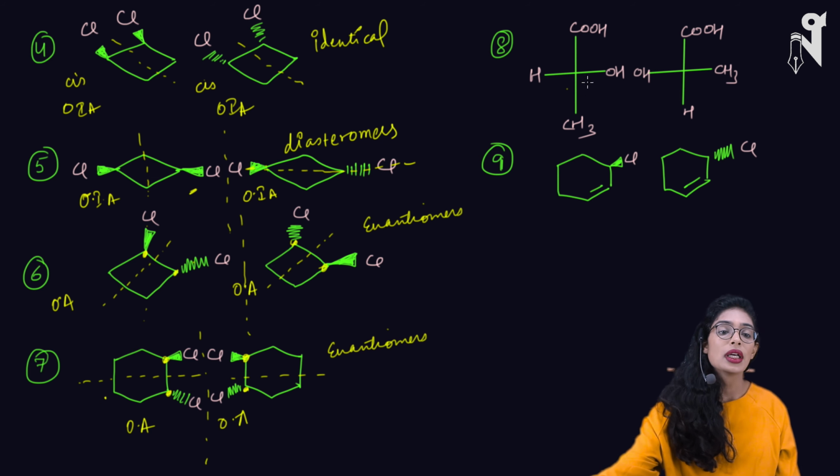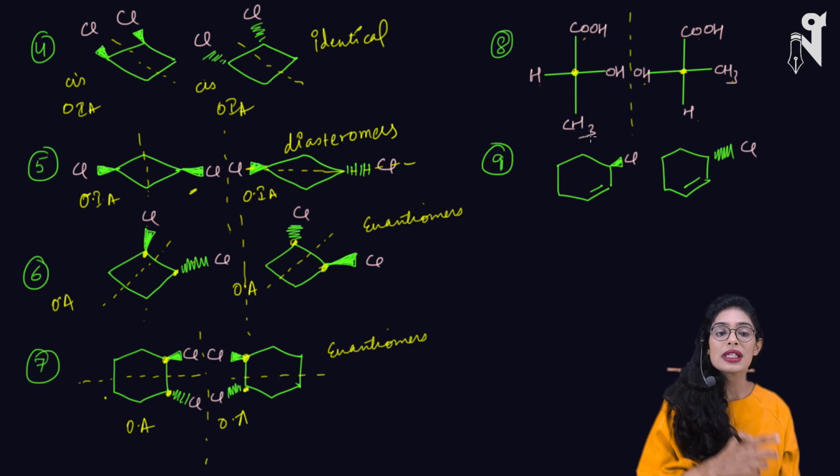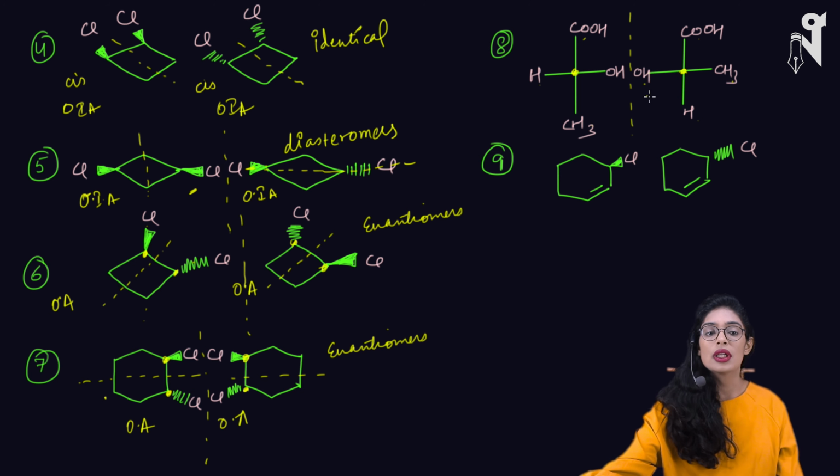Now look at the eighth one. Eighth one: COOH, H, OH and CH3; COOH, OH, H and CH3. These look like mirror images of each other, but we have to check whether they are optically active or not. It seems like it's optically active because there is one chiral center, and wherever there is one chiral center, they are optically active. Optically active mirror images of each other are definitely non-superimposable, and hence these are optical isomers.